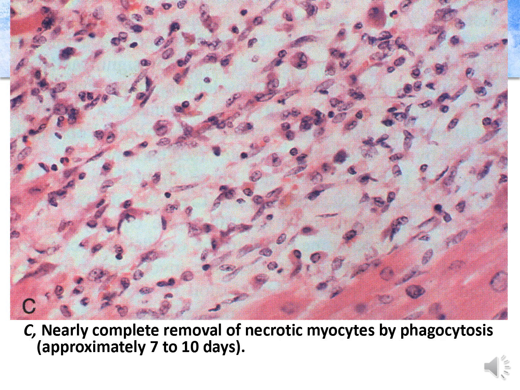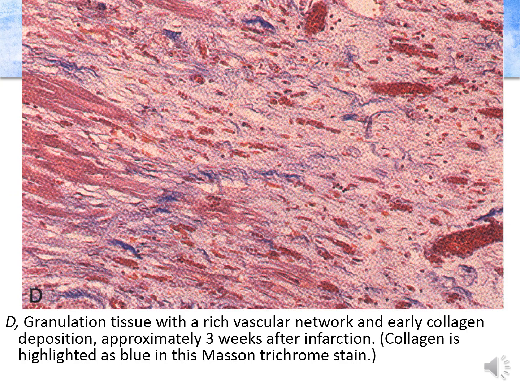Nearly complete removal of necrotic myocytes by phagocytosis, and this picture is about myocardial infarction, approximately 7 to 10 days old. Then we see granulation tissue with a rich vascular network and early collagen deposition. And the picture illustrates the infarction approximately 3 weeks old.